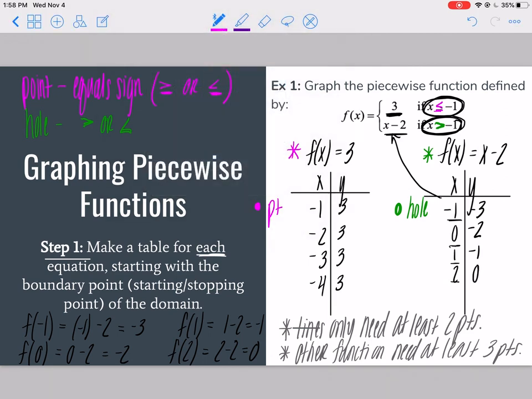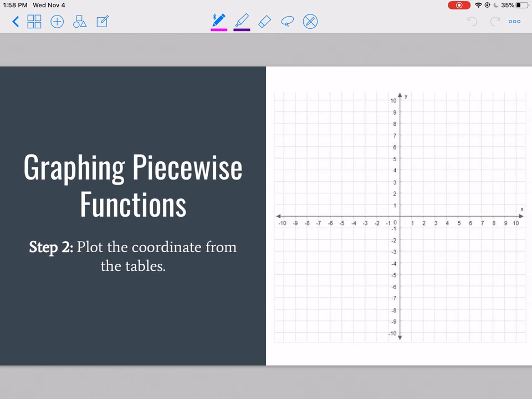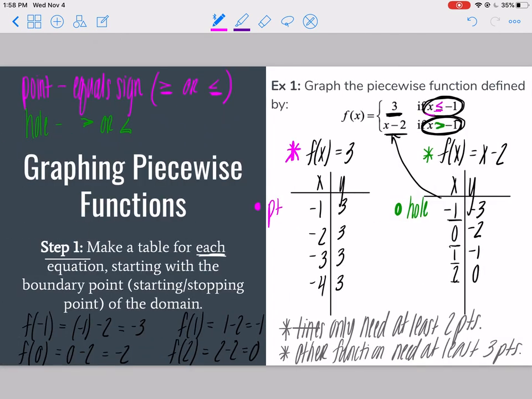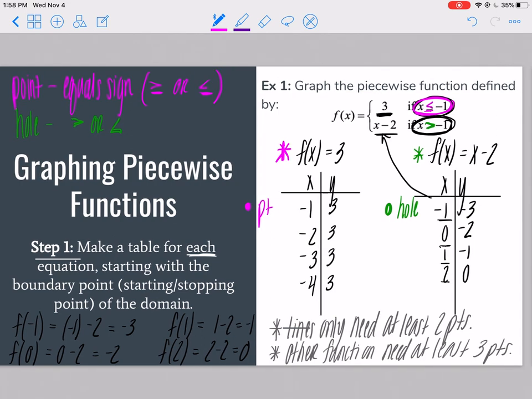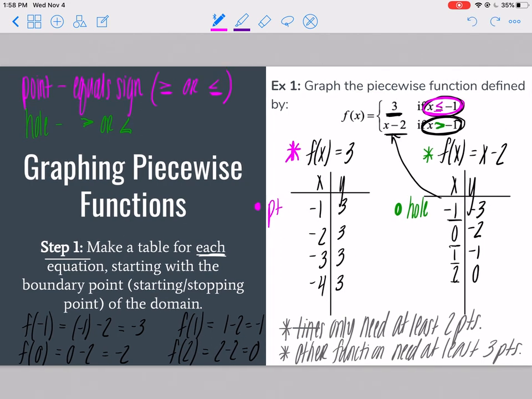I'm going to draw f of x equals 3, this first one in pink, and then the second one in green. So we're going to plot the points -1, comma 3, -2, comma 3, -3, comma 3, etc. And we know that this is pointing to the left forever and ever on to -infinity, because the domain is from -1 and then all the way to -infinity. And we just plotted these first couple of points, okay?